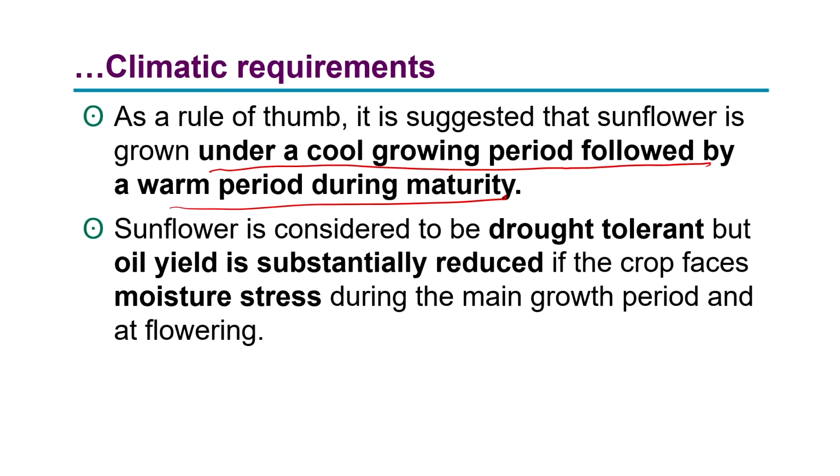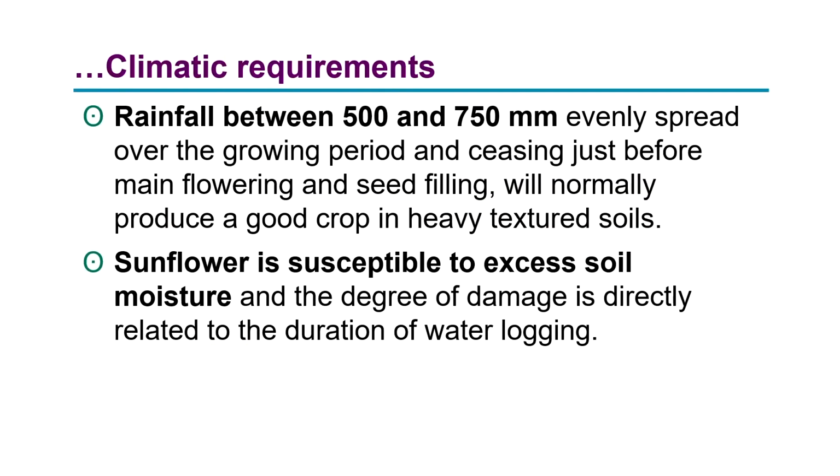Sunflower is considered to be drought tolerant, but oil yield is substantially reduced if the crop faces moisture stress during the main growth period and at flowering. So we have to maintain the right moisture content in the soil to get improved quality of its oil. Rainfall between 500 and 750 millimeter, evenly spread over the growing period and ceasing just before main flowering and seed filling, will normally produce a good crop in heavy texture soils.